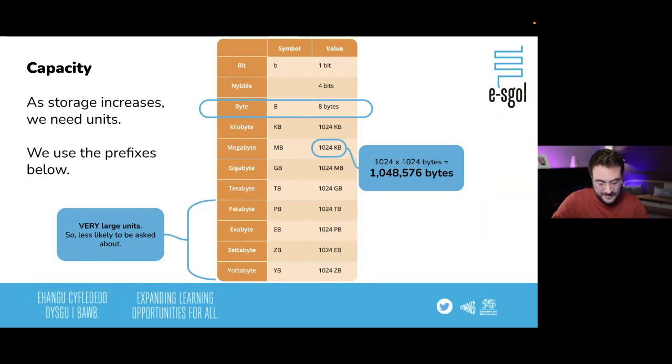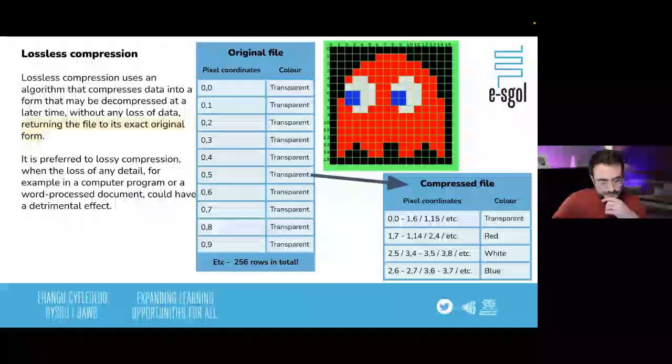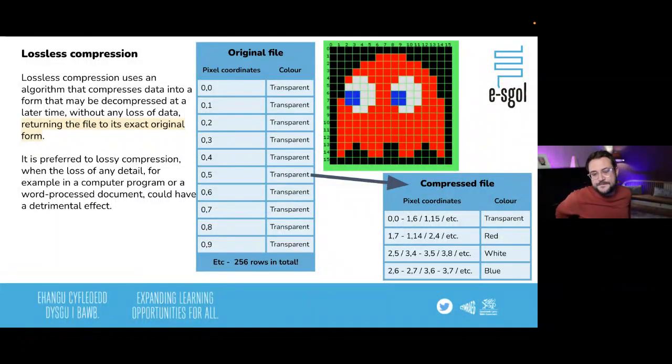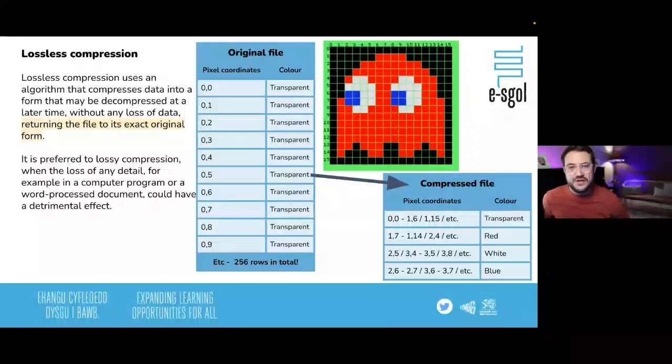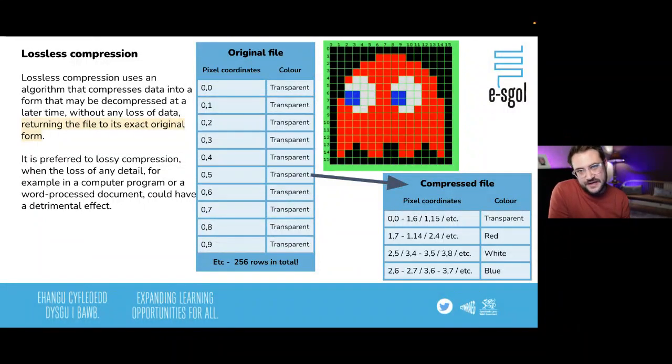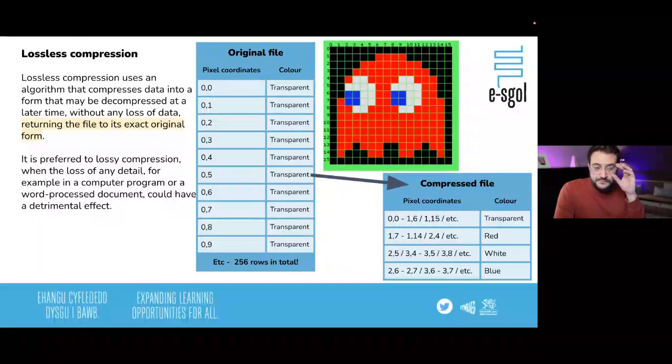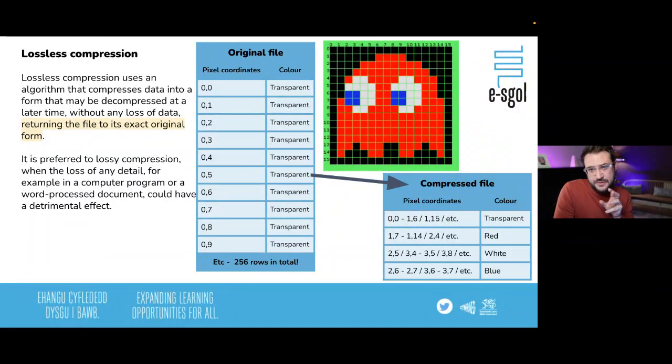Right. On we go. Okay, so when we store things digitally, we usually want to store it using as little memory as possible. So we use something called compression to make file sizes smaller. And there are two different ways we can compress digital data. We can compress it using lossless compression, and we can compress using lossy compression.